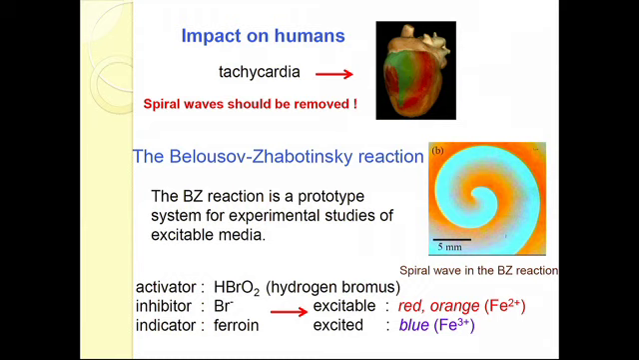Before we remove it, we have to generate it first. So we use the BZ reaction as a model system to study the spiral wave, because the preparation and the wave observation are convenient. And from this figure, the excitable is in red and the excited waveform is in blue.